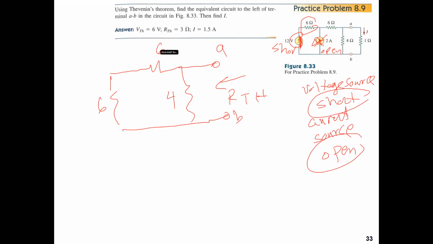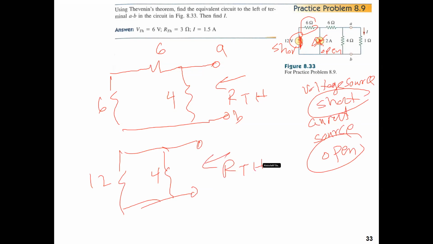Okay, and then 6 and 6 are in series, so it will be 12 and 4 in parallel. So RTH will be 12 multiplied by 4 over 16, the product over the sum. These are the rules if we have two resistors in parallel, only two resistors. You apply the rule of the product over the sum.